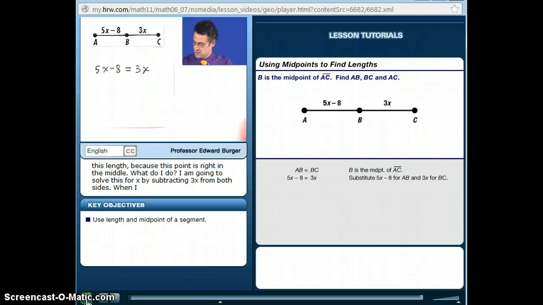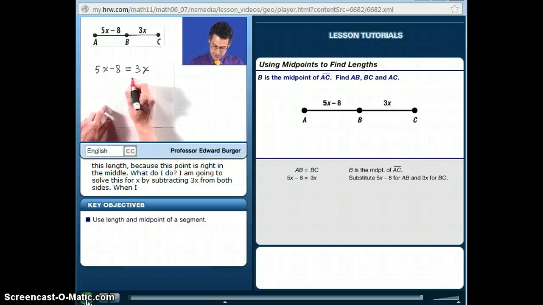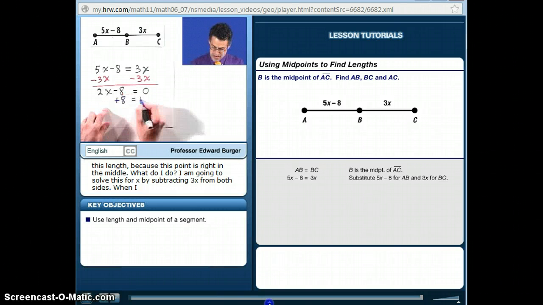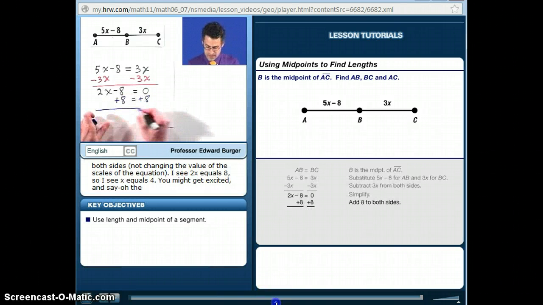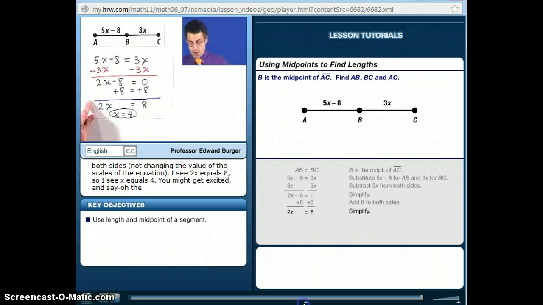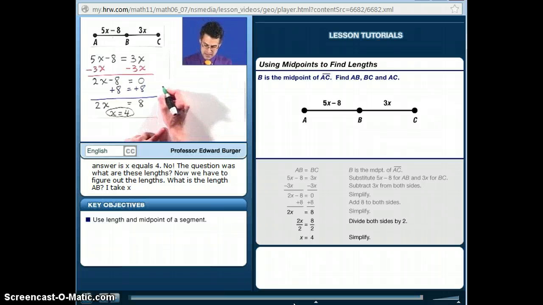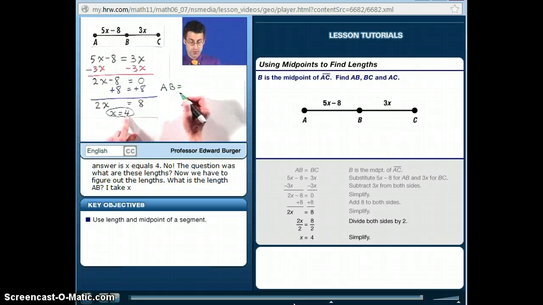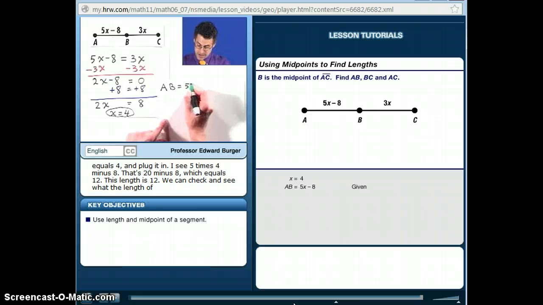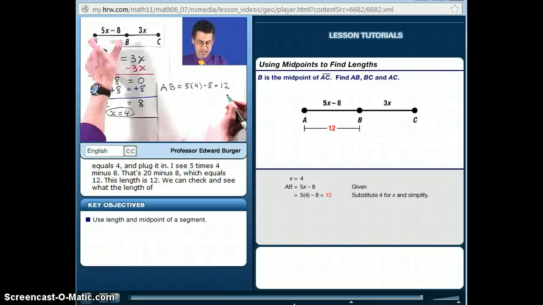Well, I'm going to solve this for x by subtracting 3 from both sides. I'm skipping a lot of the algebra. I figure you guys have got that. Oh, the question was, what are these lengths? So now we have to figure out the lengths. So if we figure out the lengths, what is the length AB? Well, what I do is take x equals 4 and plug it in. So I see 5 times 4 minus 8. Well, that's 20 minus 8, which equals 12. So this length is 12.